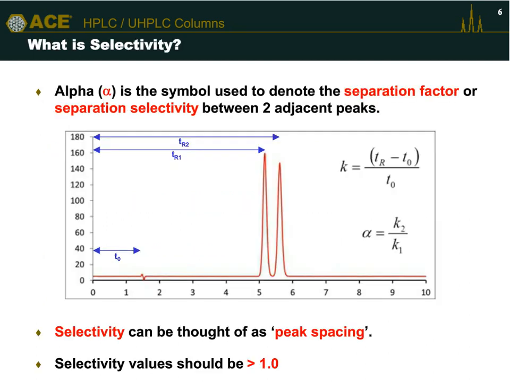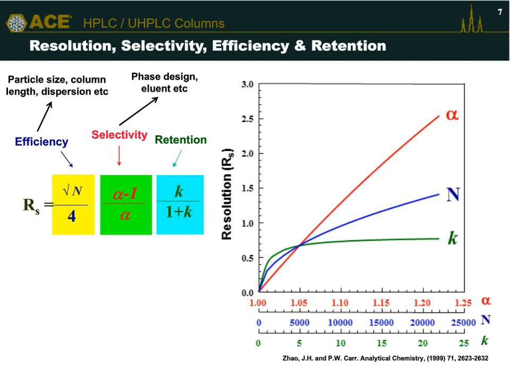So first of all, what is selectivity? Selectivity is a central and key concept in chromatography, and it's described very simply on the screen at the moment. The selectivity factor or separation factor can be thought of as peak spacing. It is the ratio of retention factors between two adjacent peaks. Why is selectivity so important in chromatography? Well, it helps us with resolution. Resolving compounds of interest is what we do as chromatographers. And as you can see from the graph on the slide now, you can see that alpha or selectivity is the key to resolution.